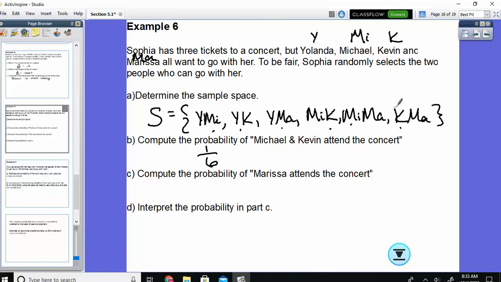Determine the probability that Marissa attends. So Marissa, she's here, here, and here. So 3 out of the 6 total ones have Marissa. 0.5.